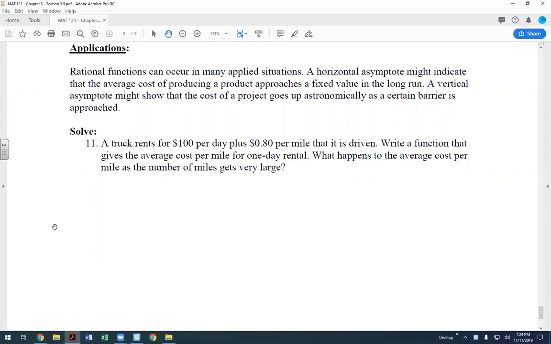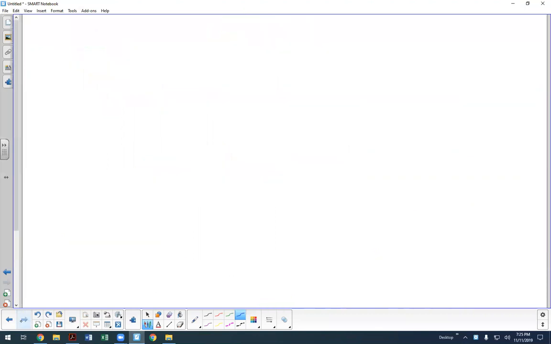So this example is again very straightforward. They're saying a truck rents for $100 per day. So that's your base rental fee. And then for each mile, you end up paying 80 cents extra. So $100 plus however many miles you drive multiplied by 80 cents. So they're asking us to write a function that gives the average cost per mile for a 1 day rental, right? And what happens to the average cost per mile as the miles get very large, as your number of miles increase? So let's start with that first part where they're asking us to write the function.